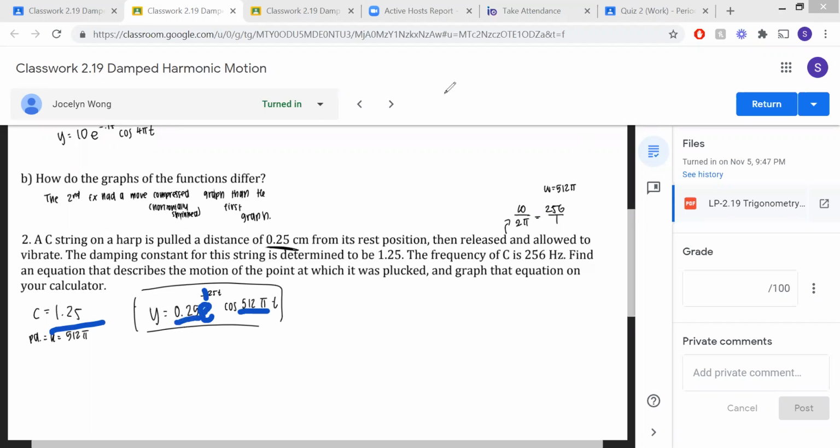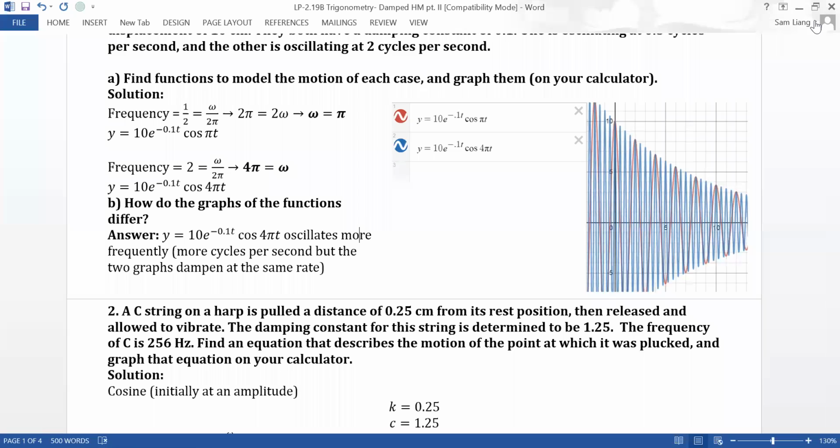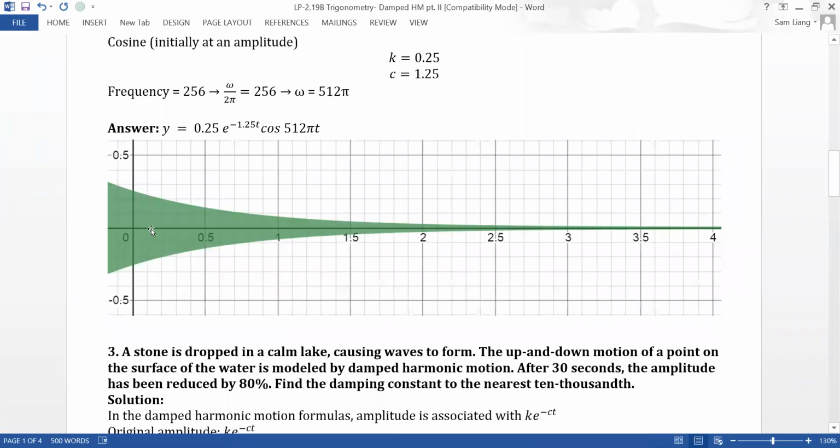All right, so there's like 1 minute left. So I'm gonna get back to question 2 on the graph. So this is what the graph looks like. Yeah, so notice that it dampens to 0 pretty quickly. By like 3 seconds, right?